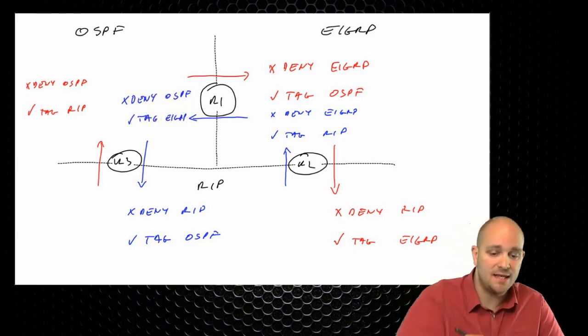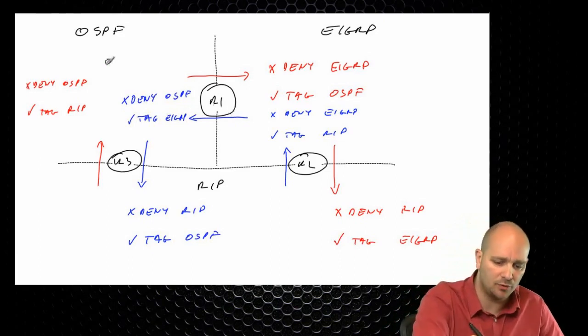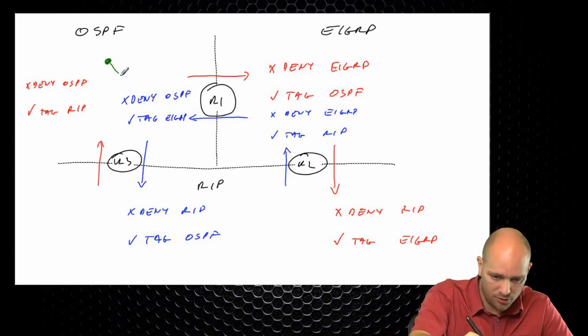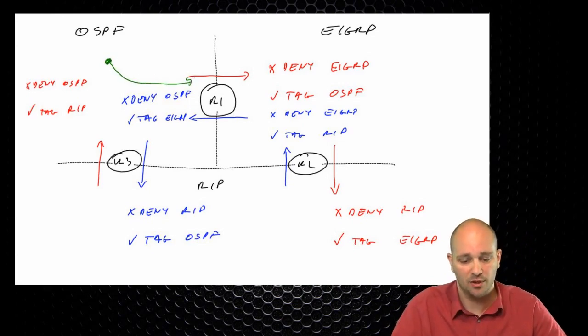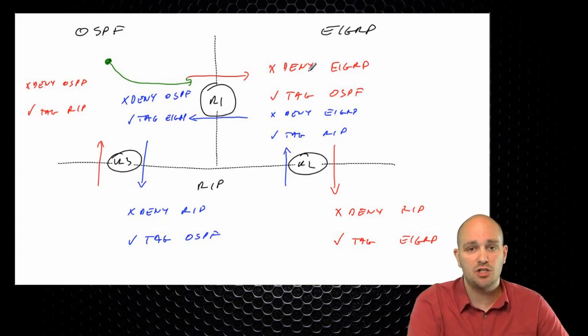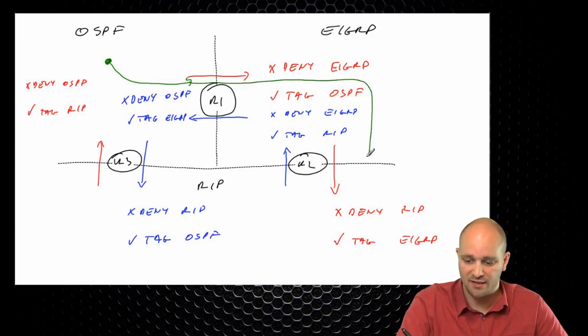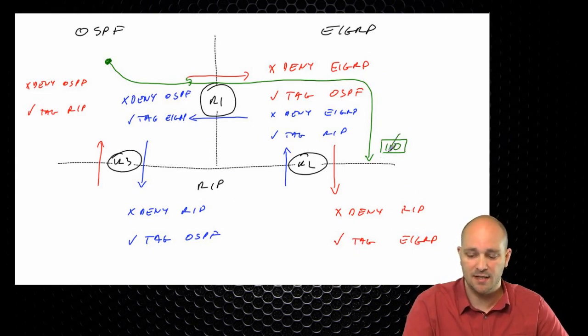Now, let's see how this works. I'm just going to take a sample route, and this sample route is going to be an original OSPF route. So let's follow the path of this OSPF route when it arrives at this redistribution point here. Is it EIGRP route? No. That means it will be tagged as OSPF. So this route now arrives at this redistribution point, and it has the tag of 110. Is this a RIP route? No. That means tag it as EIGRP.